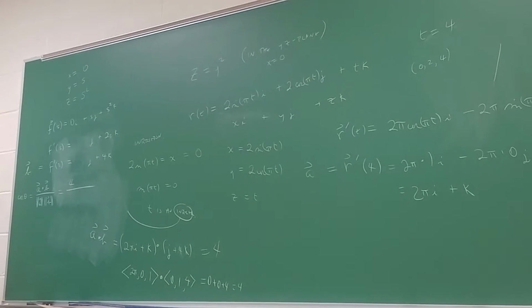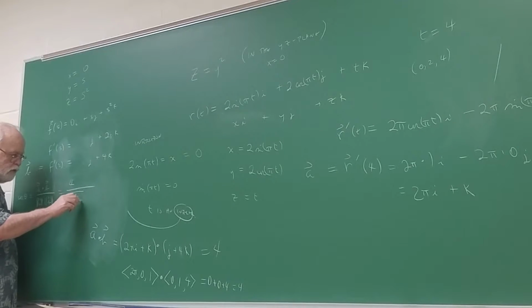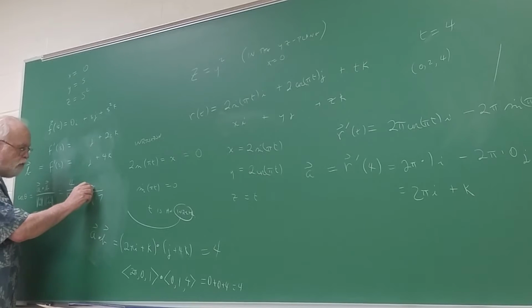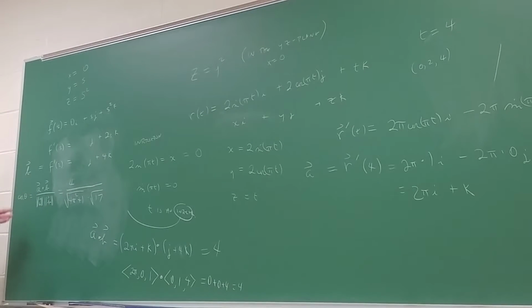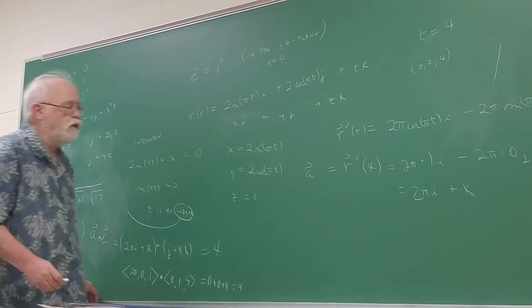What's the magnitude of a? Magnitudes have those square roots. Square root of 4 pi squared plus 1. And the other one is just the square root of 17. So now you just have to take the arc cosine and get a number, an angle. And I didn't bring my calculator, mercifully enough.